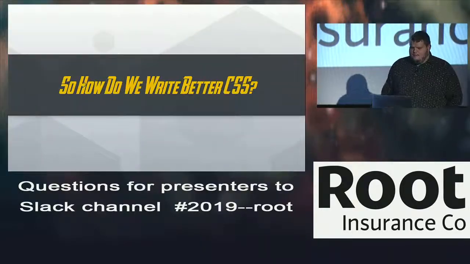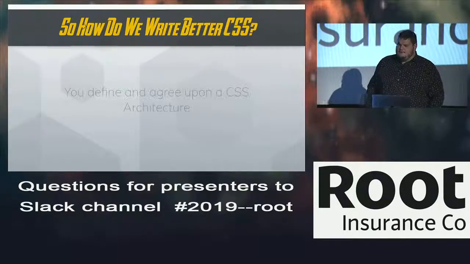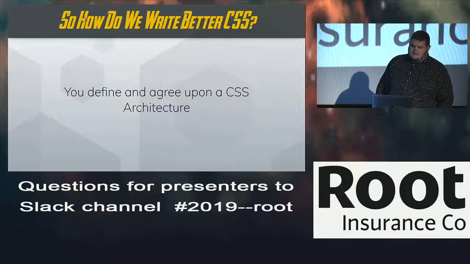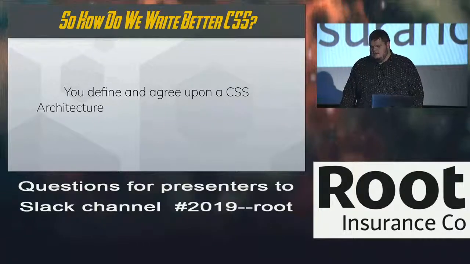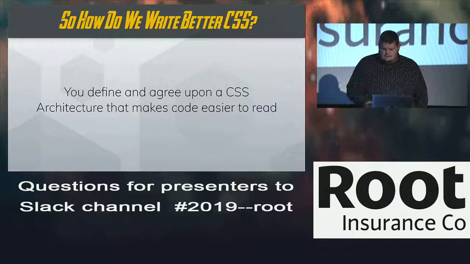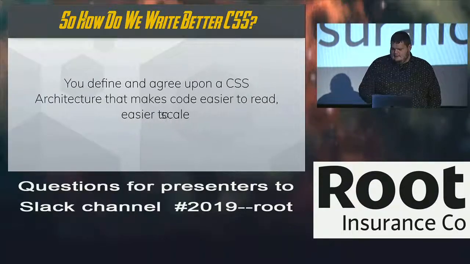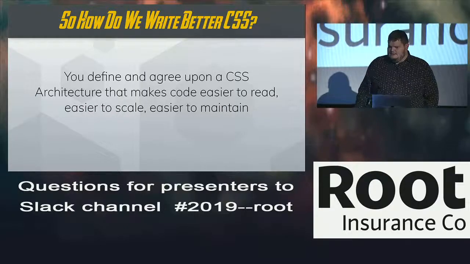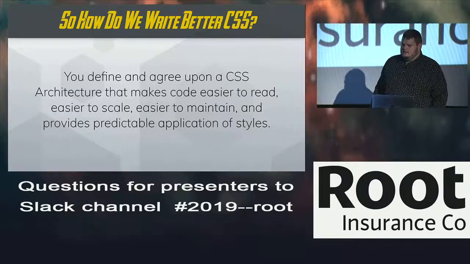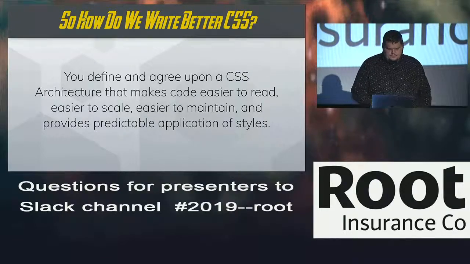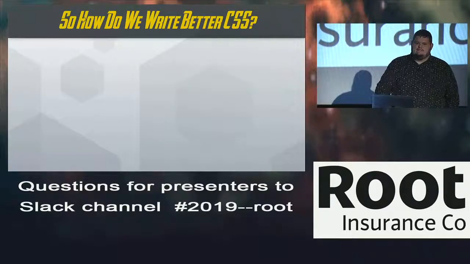All right, so how do we write better CSS? Well, first, you need to define and agree upon a CSS architecture that makes code easier to read, easier to scale, easier to maintain, and provides predictable application of styles. So that's a good statement, but what does that mean?